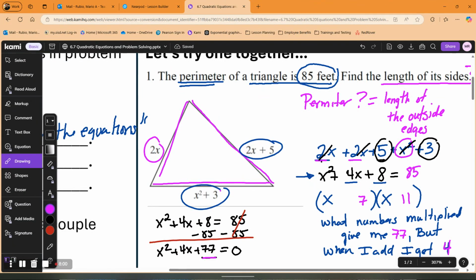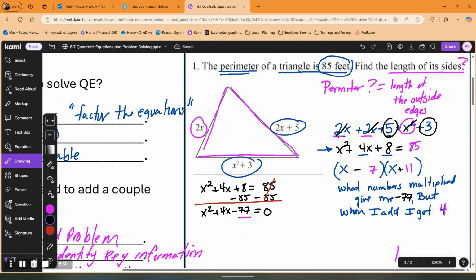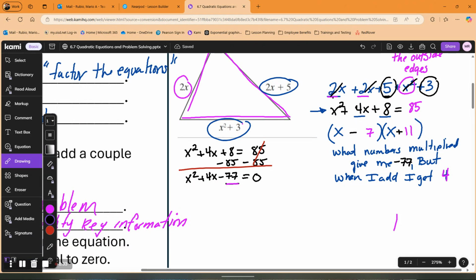Okay, I just keep making mistakes left and right. 8 minus 85 is negative 77. So I want negative 77, which now it makes sense. So 11, what combination of signs here? So negative 7, positive 11. Negative 7 times 11 is 77, and 11 minus 7 is 4. Okay, so now I'm back on the right track. Sorry I made so many mistakes here. I actually haven't solved this problem before.